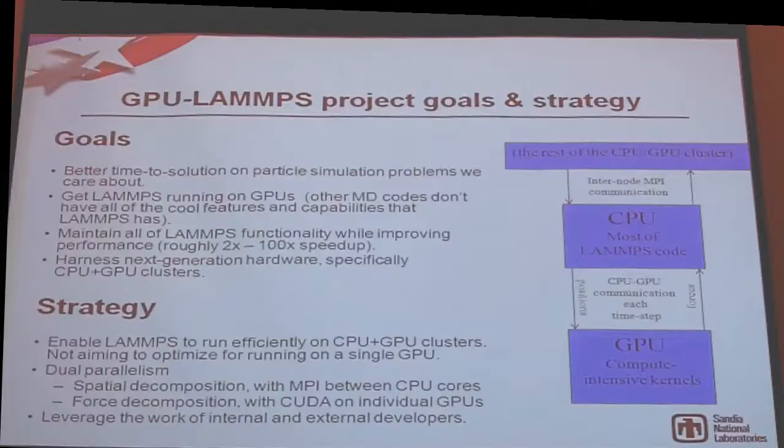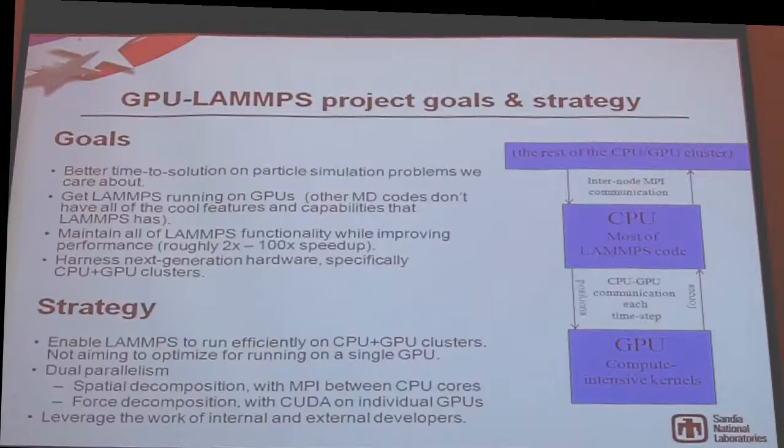And we would specifically like to keep all the cool features that we have in LAMMPS and be able to push those onto the GPU. We'd like to maintain all of LAMMPS' functionality while improving the performance. And we figure, based on other people's experience, that we ought to be able to see somewhere between 2 and 100-fold speed up on problems that we care about, but of course depending heavily on how we do that comparison.